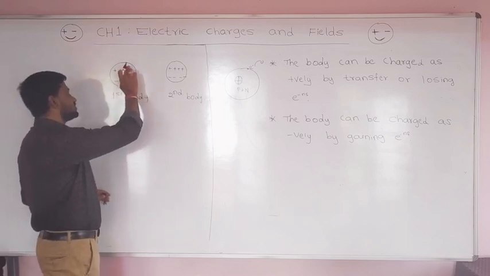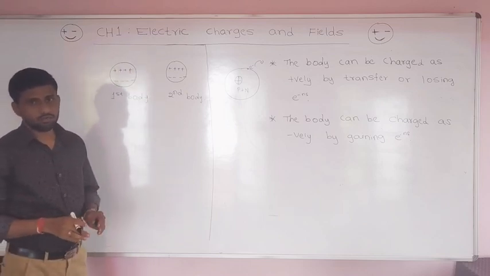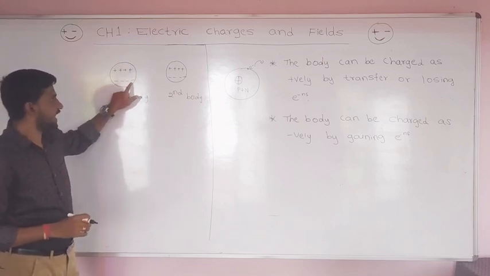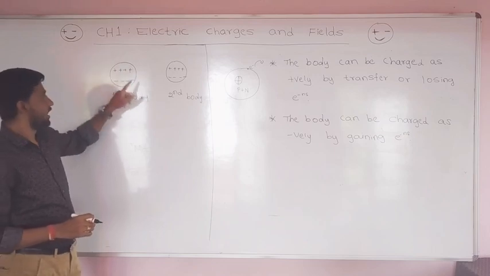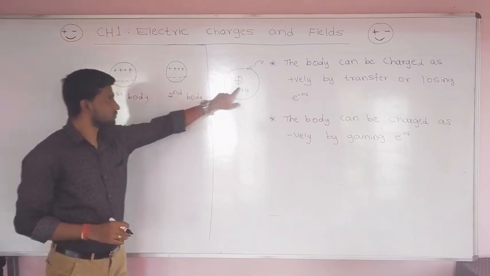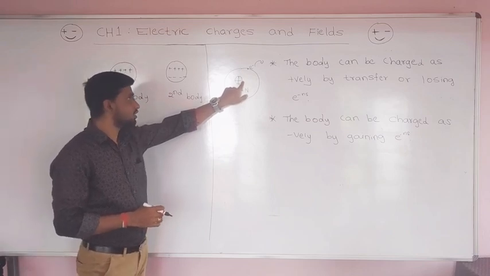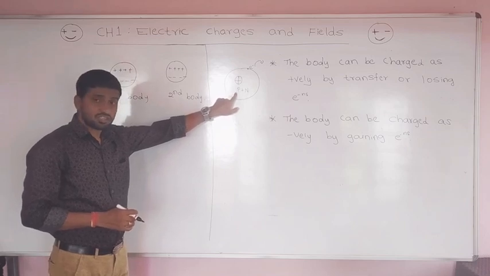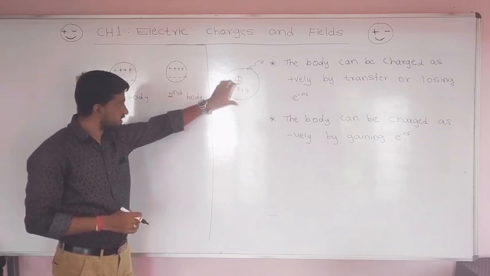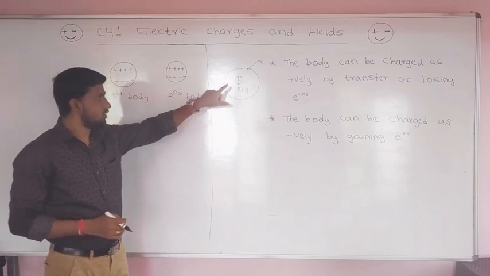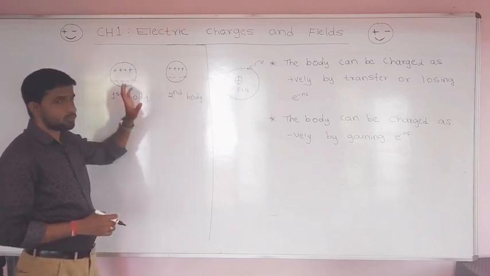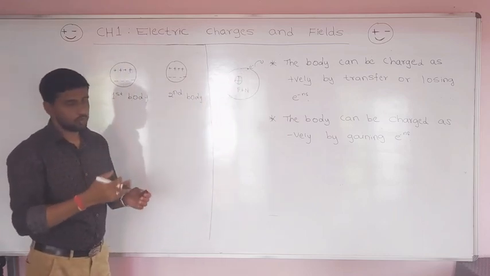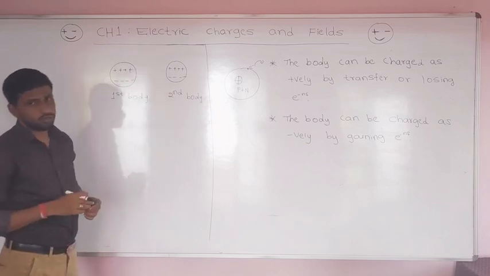The transfer of positive charges will not take place from one body to another, because positive charges have more mass compared to electrons, they require more energy, and they are present in the nucleus. The nucleus consists of protons and neutrons, and there is a strong nuclear force in the nucleus, so protons, the positively charged particles, always stay stuck in the nucleus and will not move. Only the electrons will move from one body to another.